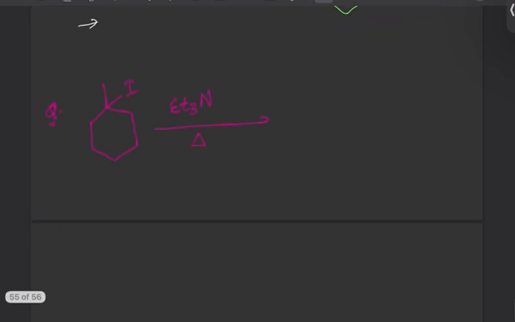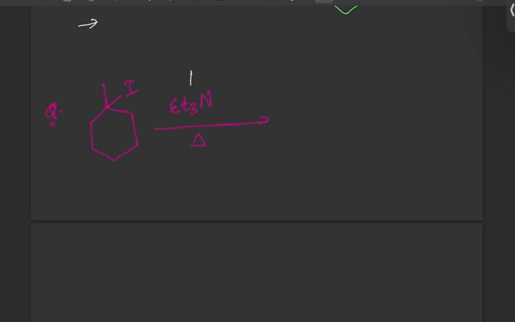This example, is this E2 or E1? If you see this Et3N, this is an ammoniacal base, which means it is a very strong base. And since this is a strong base, it will form either Saytzeff or Hofmann. What will it form?